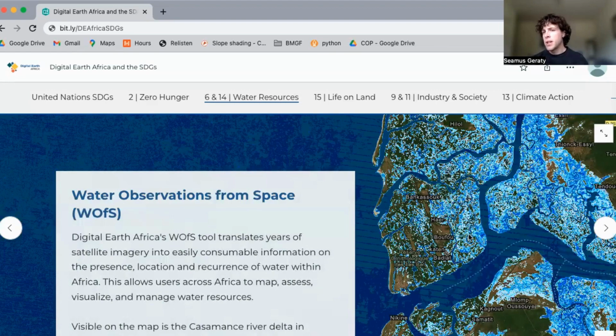Visible on this map is the Casamance River Delta in Senegal. Darker blue signifies increased water persistence, where lighter colors signify land covered by water over shorter periods of the year, for example, seasonal flooding. These data can be used as baseline inputs into other tools for purposes like monitoring drought, measuring water quality health, and supporting numerous SDG indicators.